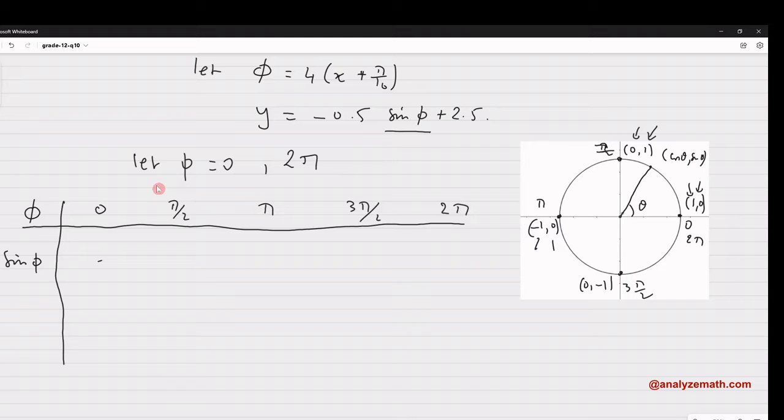Now let's look at the following table. In this table, we have phi going from 0 to 2 pi, which means one period. Sine phi is all here in the unit circle. You don't need to memorize anything. Sine of 0 is the y coordinate of this point, which is 0. Sine pi over 2 is 1, the y coordinate of this point. Then 0, then negative 1, then 0. If you want to memorize these values, that's fine, but you don't have to. The unit circle gives you everything.